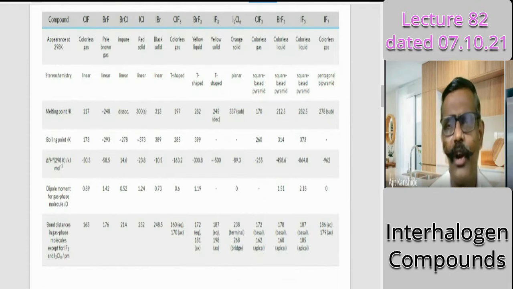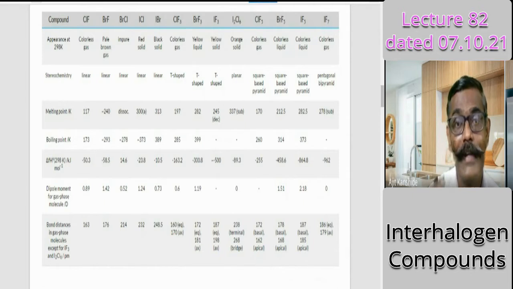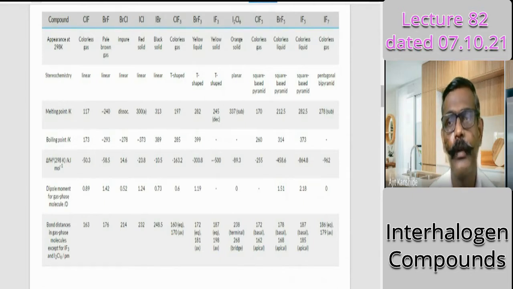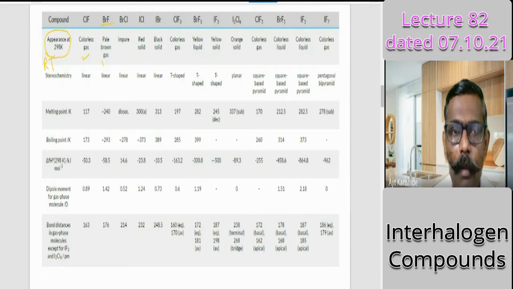Now this portion we are not going into in detail, but you should know some ideas about their properties, and therefore it is tabulated here. Excellent information is given here. The first point is regarding appearance at 298 K, meaning room temperature. At room temperature, ClF is a colorless gas. If you see BrF, it is a pale brown gas, meaning their colors are also given.